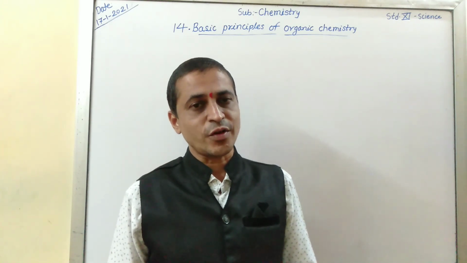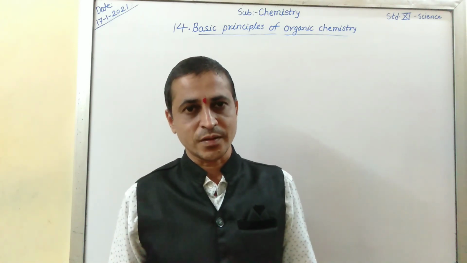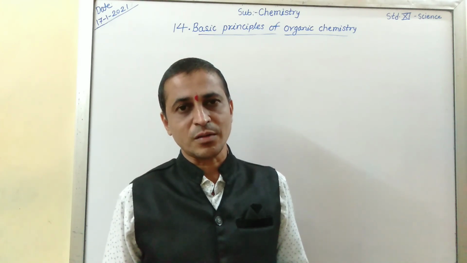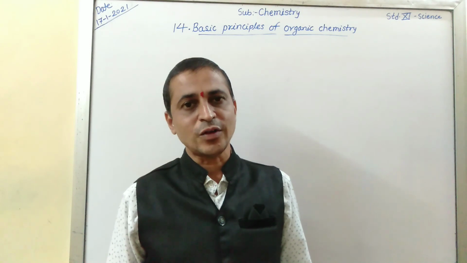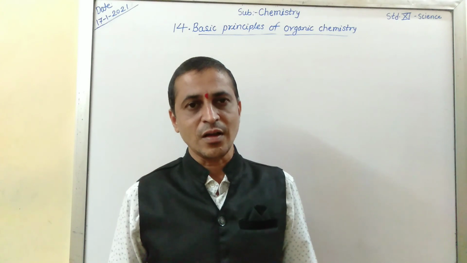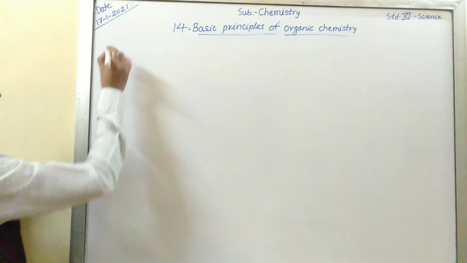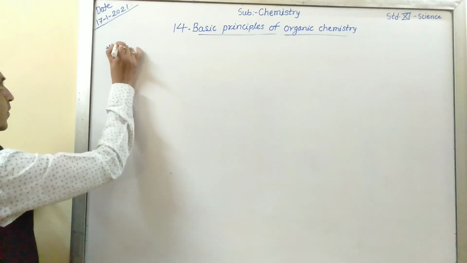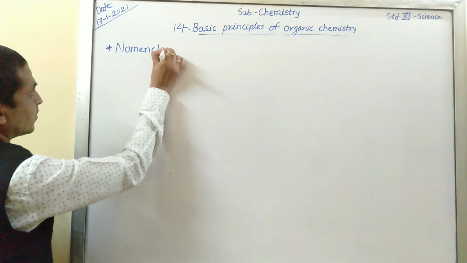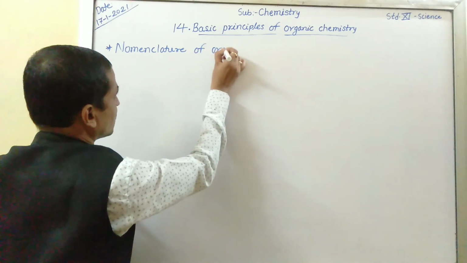In the previous lectures, we have started chapter number 14, basic principles of organic chemistry. In those lectures, we have studied about classification of organic compounds on the basis of functional group and homologous series. Today we are going to study a very important part of organic chemistry, that is nomenclature. So let us start nomenclature of organic compounds.